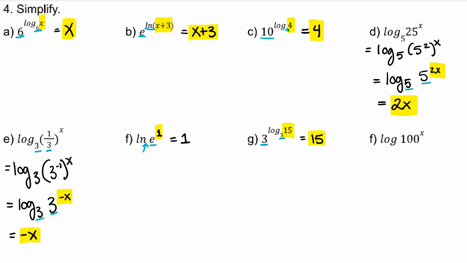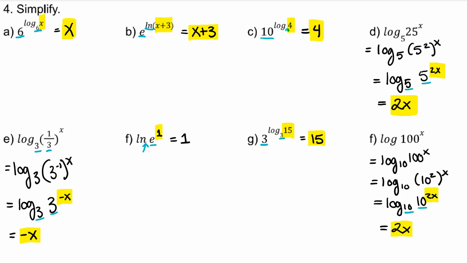The base of the common log is 10, so rewrite this as log base 10 of 100 to the x. Now can you rewrite 100 to have a base of 10 as well? After applying power to a power, you get log of 10 to the 2x. Because your bases now match, your answer is your exponent. That's how we use logarithms to undo exponentials and exponentials to undo logarithms.